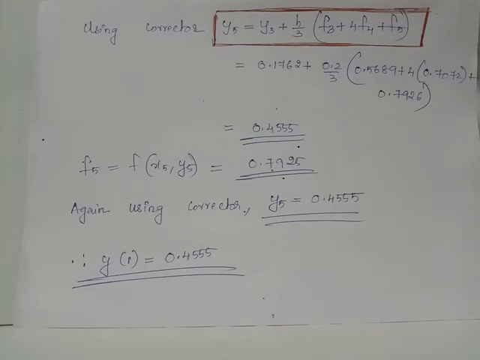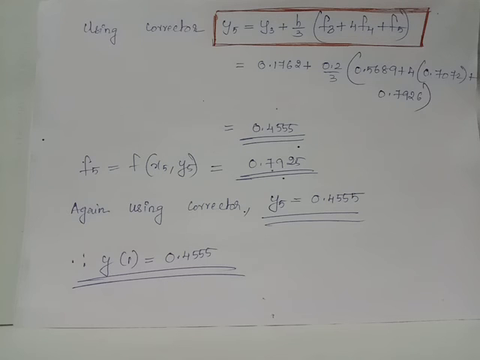Since we have obtained a new updated value for y5, we will again compute f5. At x equals x5 and y equals 0.4555, we will get f5 equals 0.7925. In the expression of f of x, y equals x minus y square, we are giving x equals x5, which is 1.0, and y equals 0.4555 to obtain f5 equals 0.7925. Using the predictor formula, we had obtained f5 equals 0.7926, and now using the corrector formula, we have obtained f5 equals 0.7925.